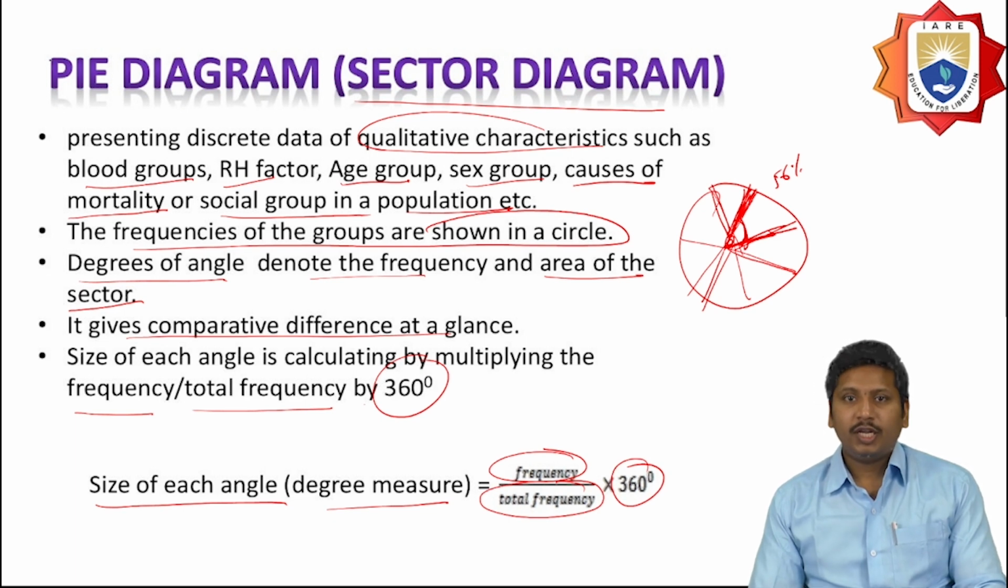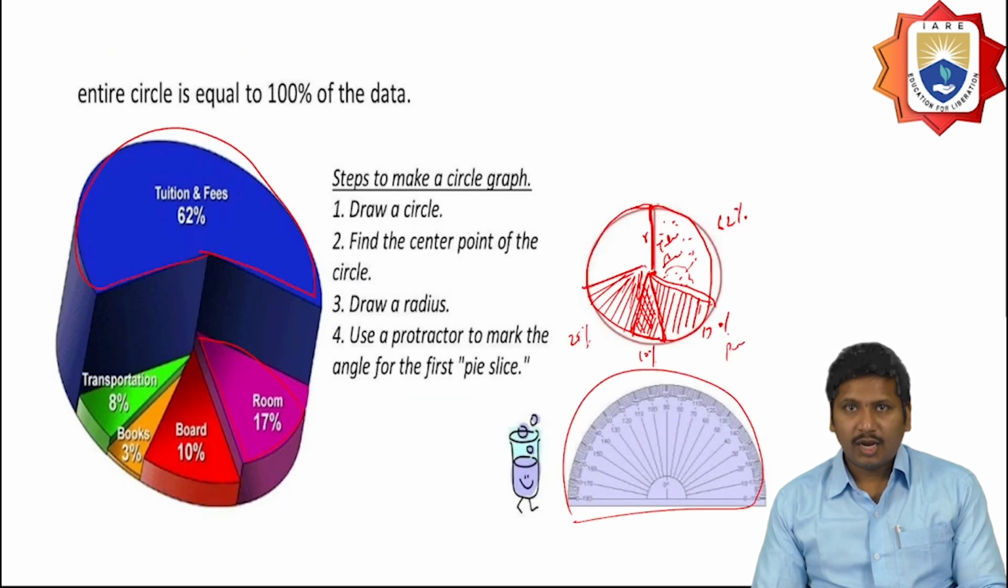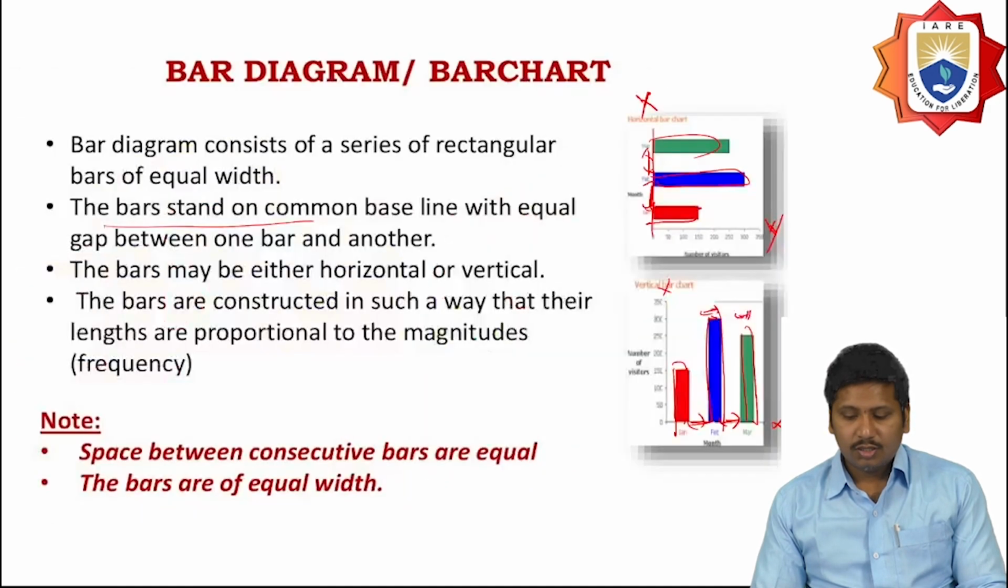Here I am going to draw a circle. That circle has to be divided into different sectors based on the frequencies of the groups, and this can be divided further by making use of a protractor, and the angle is calculated. And this is an example of the bar diagram in 3D form. And these are some of the examples.